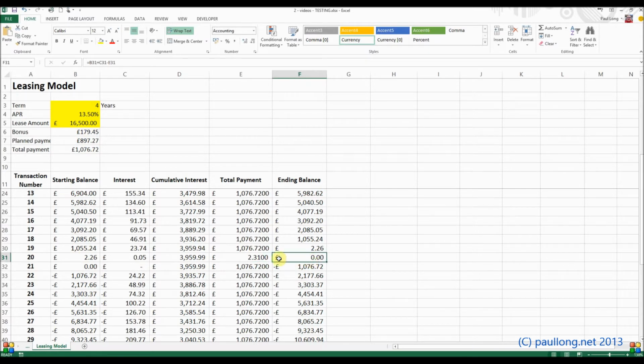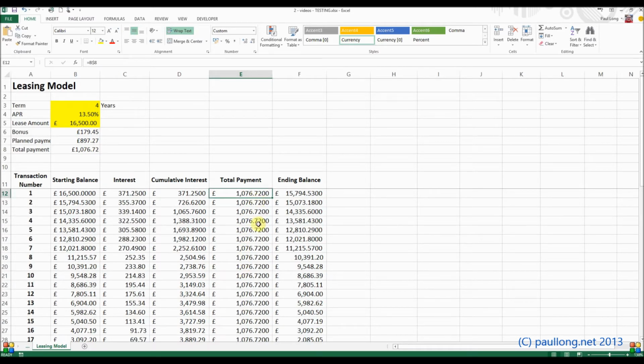So what we need to do is we need to ask the question each time, and the question needs to be, is the starting balance plus the interest, is that going to be less than the total payment? If it's less than the total payment, then we only need to pay that amount of money, the starting balance plus the interest. Otherwise, we just carry on and pay the total payment as normal.